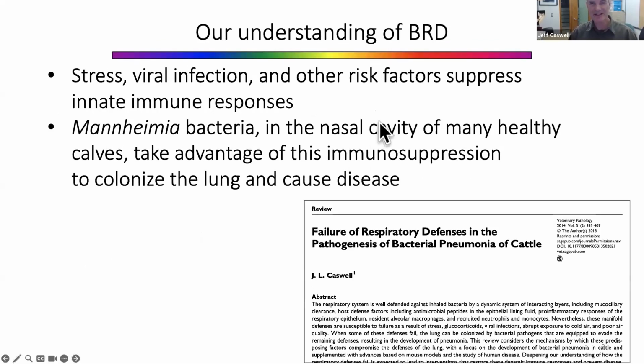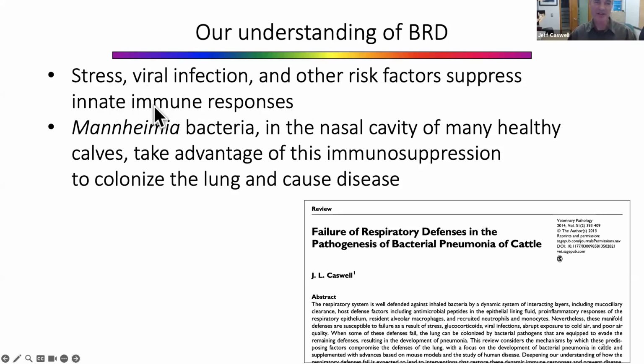So this has been my understanding of bovine respiratory disease since I was probably 15 years old or something like that. The idea that the risk factors that I think are quite well known, stress, viral infection, transportation, et cetera, act to predispose calves to respiratory disease because they suppress innate immune responses. And by innate immune responses, I mean the natural ability that we all have to fend off infections. Calves have an ability to do that, and the thinking is that that ability gets suppressed in the face of the risk factors that we commonly see.